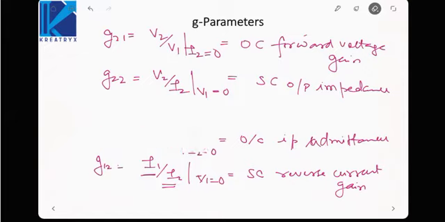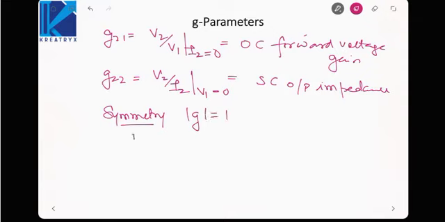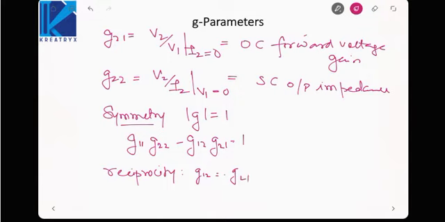Similar to hybrid parameters, what will be the conditions for symmetry and reciprocity? For symmetry, we will say mod G equal to 1, that is G11 G22 minus G12 G21 must be equal to 1. And for reciprocity, G12 equal to minus G21. So remember, the conditions for symmetry and reciprocity remain the same in case of inverse parameters. That's why in case of Z and Y parameters, these conditions were the same. In case of H and G parameters, again these conditions are the same.